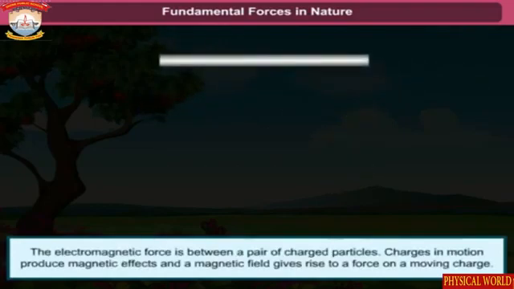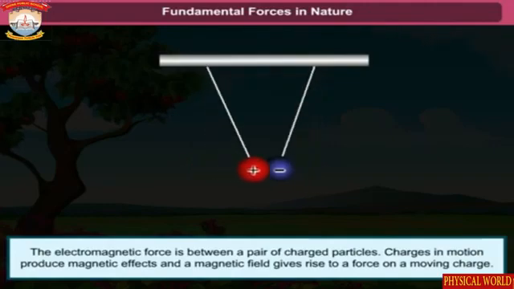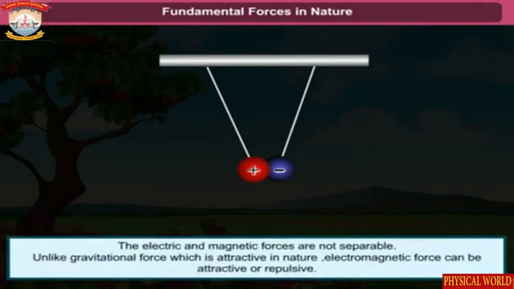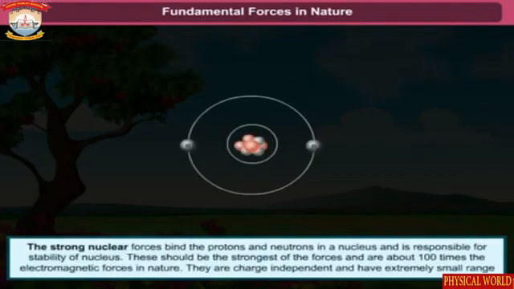The electromagnetic force is between a pair of charged particles. Charges in motion produce a magnetic effect, and a magnetic field gives rise to a force on a moving charge. The electric and magnetic forces are not separable. Unlike gravitational force, which is attractive in nature, electromagnetic force can be attractive or repulsive. For comparison, the electric force between a pair of protons is 10 to the power 36 times the gravitational force between them at the same separation.